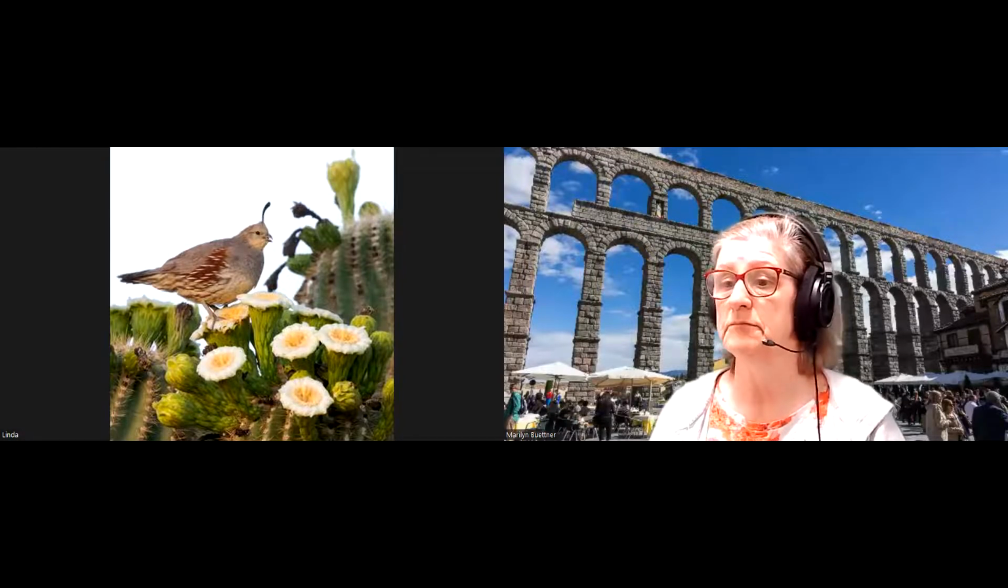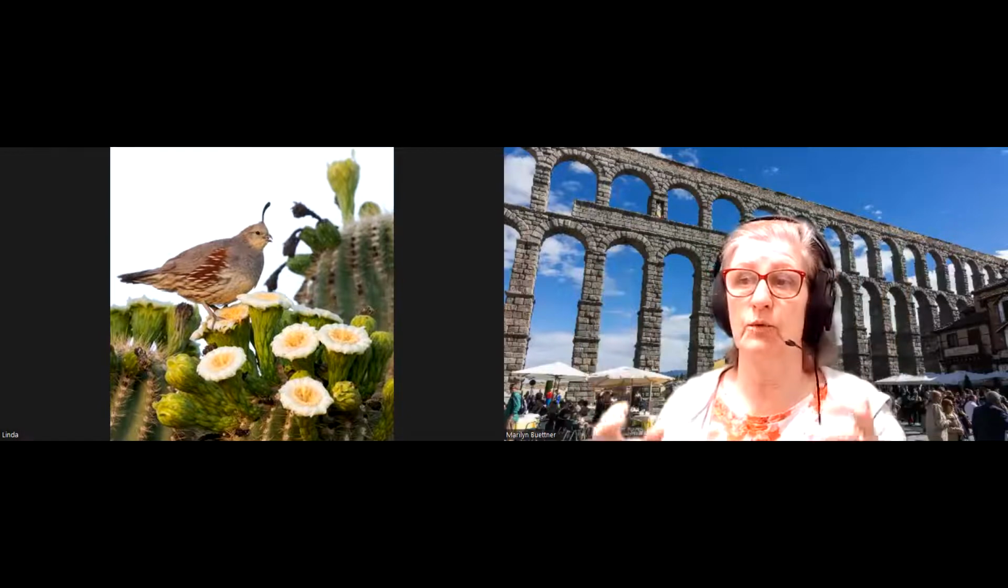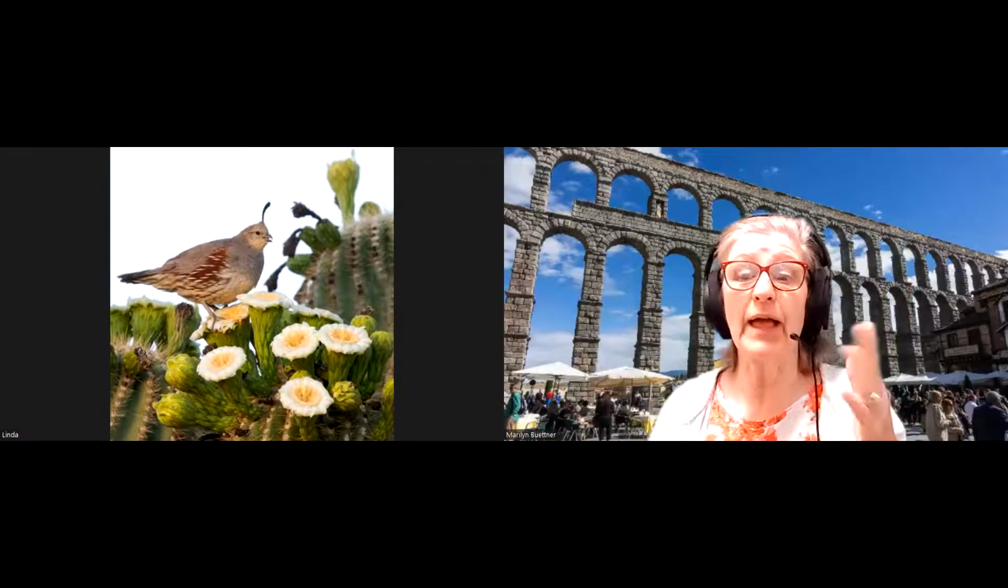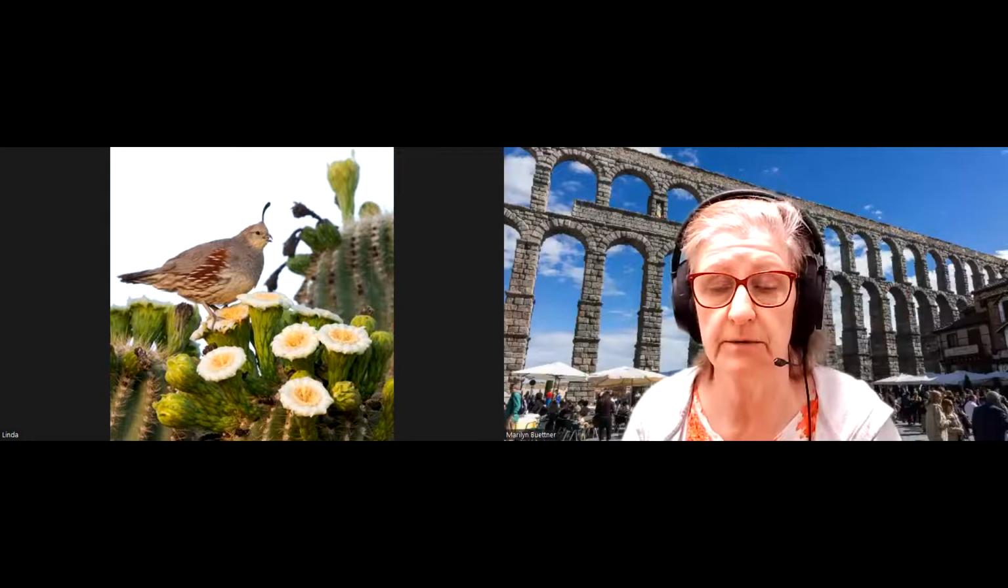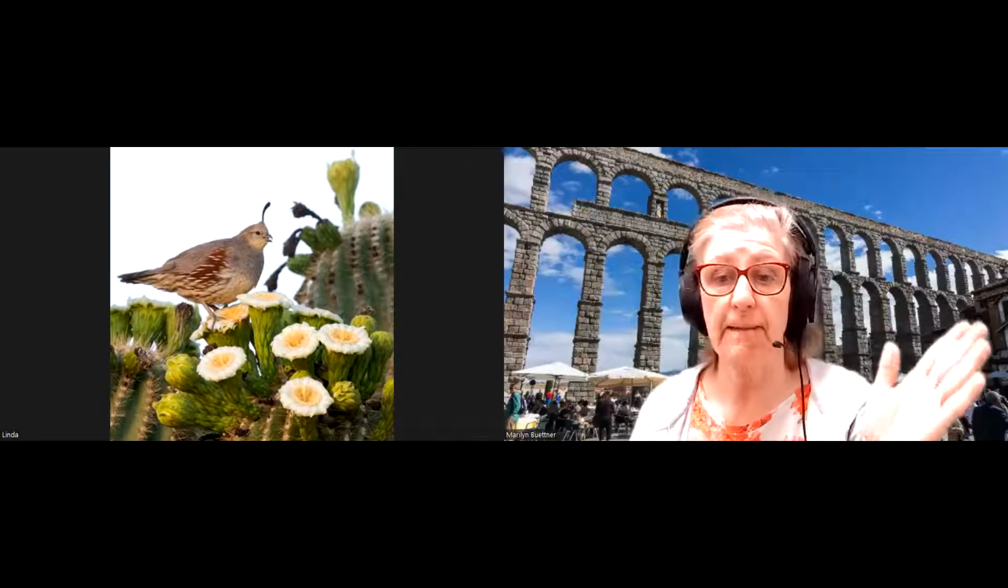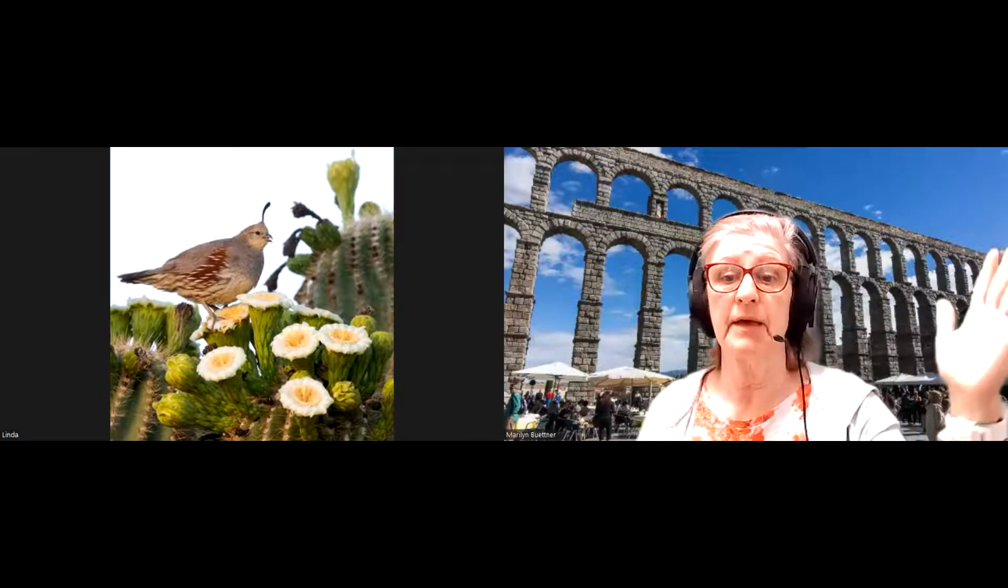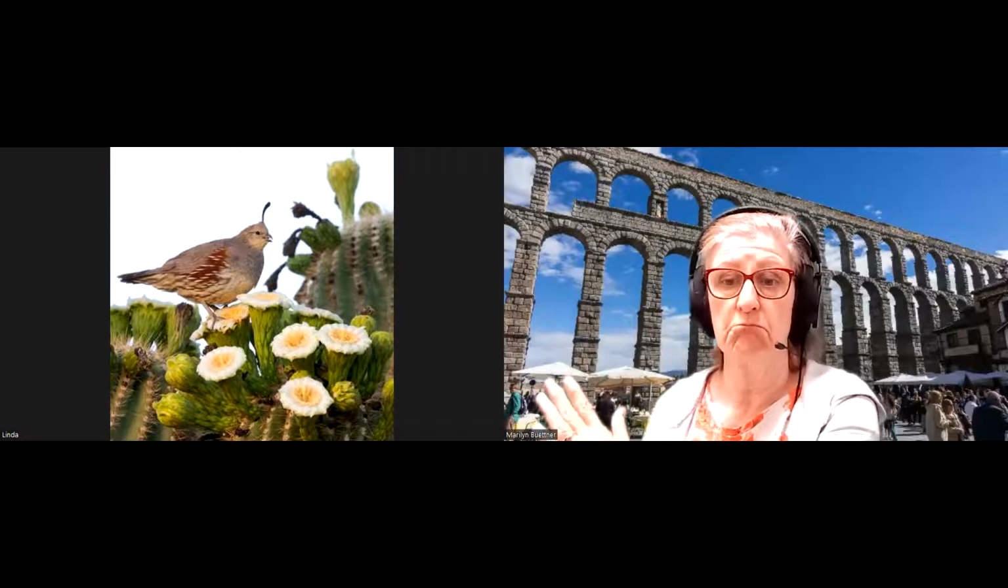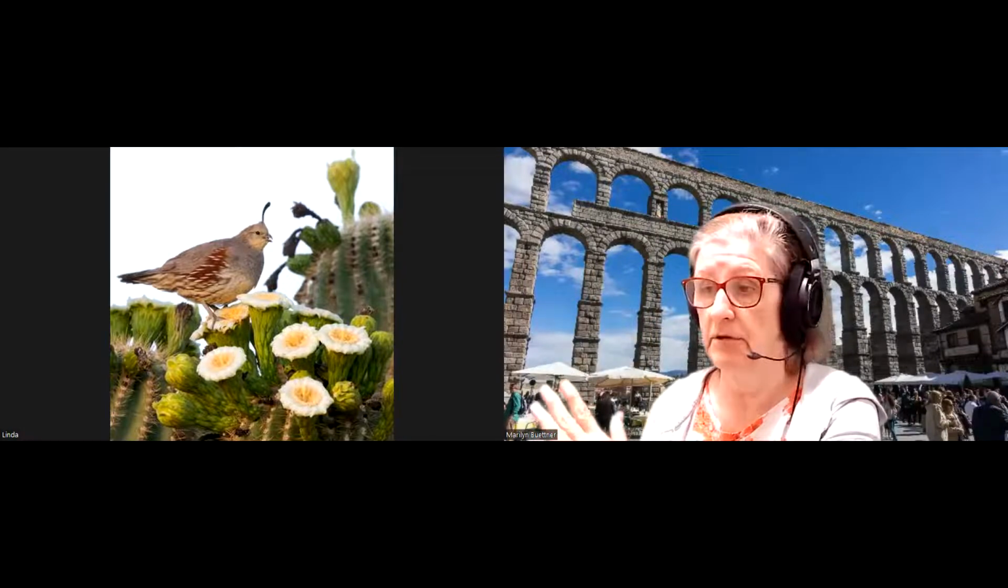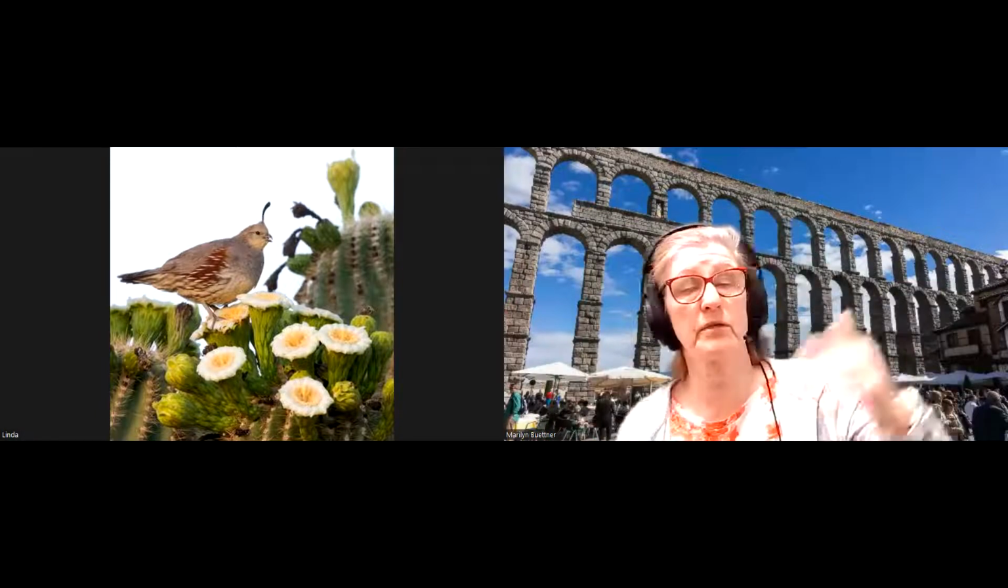Starting. And we need the rain word. And that is llover. Llover. Empieza a llover. Okay. Empieza a llover. Empieza, starting. Empieza a llover. Wow, it's starting to rain.